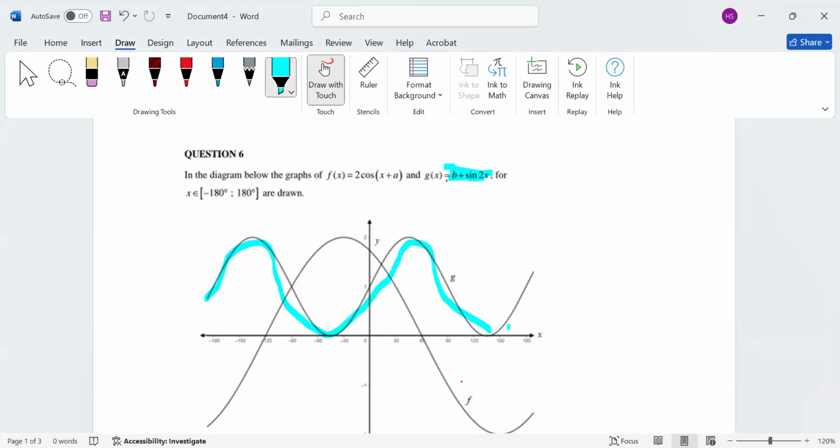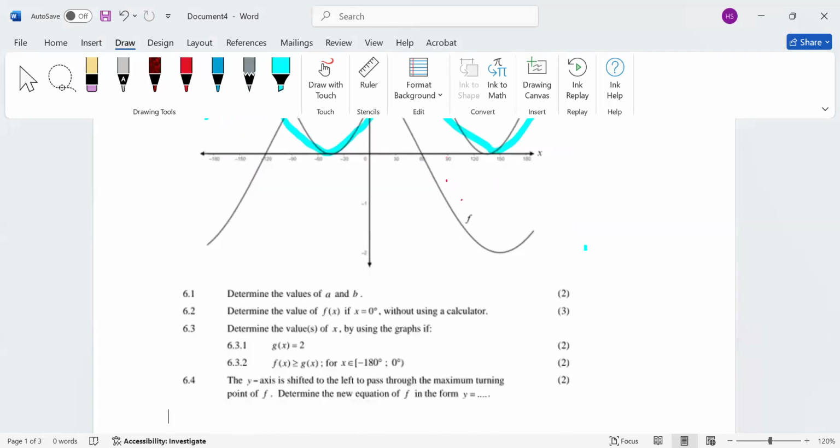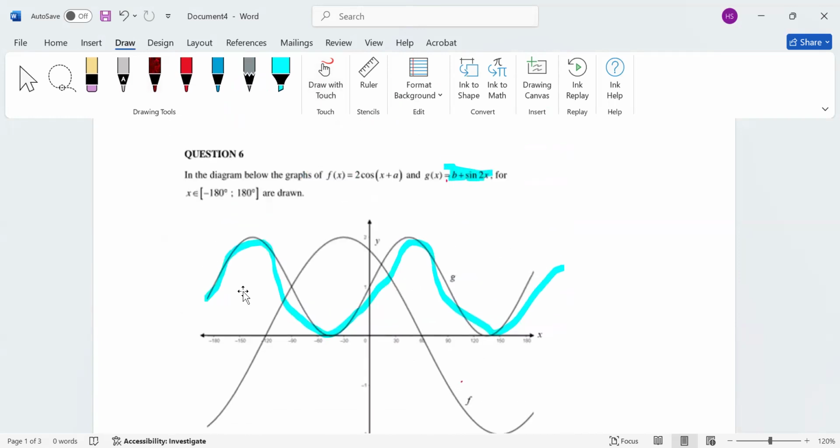Okay, and then they say 6.1, and then you look at the marks. The reason why they are giving us 2 marks is because we can do this by knowing the mother graph. So you can get P by looking at the original sine graph. How is it supposed to look? A sine graph starts at 0, goes to 90 degrees, and then goes to 1.